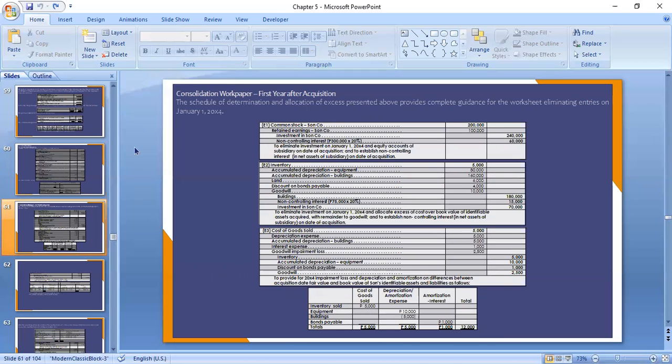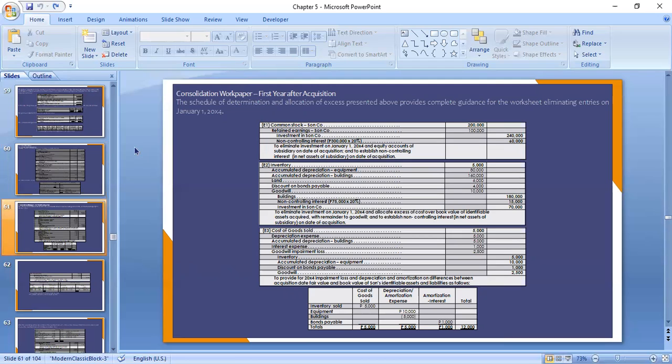consolidation work paper for the first year of acquisition. The schedule of determination and allocation of excess presented above provides complete guidance for the worksheet eliminating entries on January 1, 20x4. So we now close the common stock account and retained earnings, and we also credit investment in Sun and credit non-controlling interest.